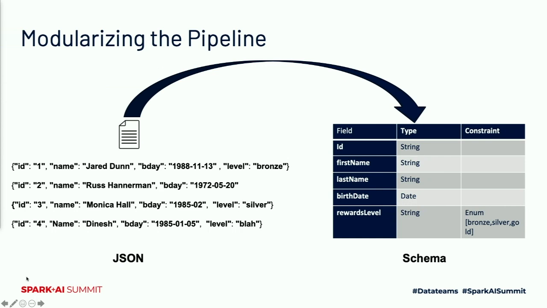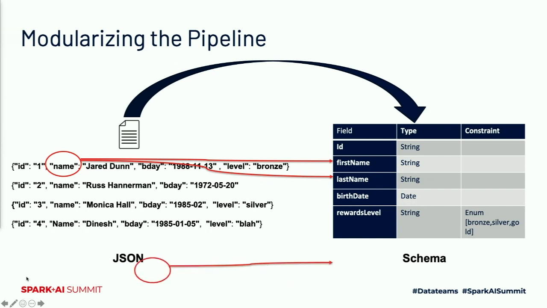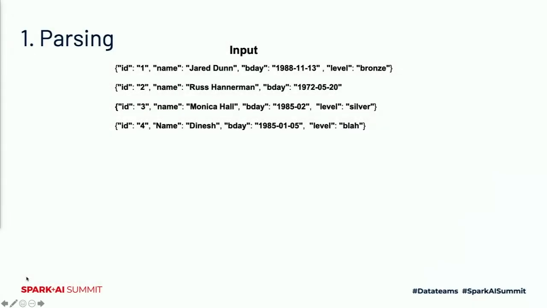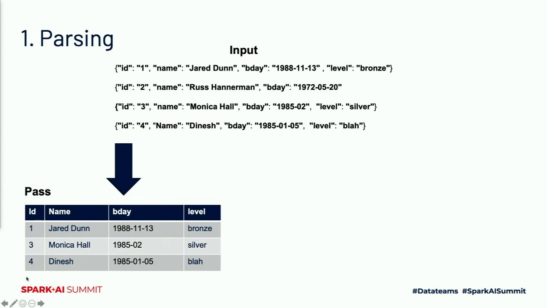What does make it over needs to go to the data lake, and what doesn't make it over needs to be quarantined. So we need to do things like map name over to first name, last name. We need to map the B-day over to the birth date of type date. And we need to map that level over to rewards level, which has an enum constraint defined on it. This is going to require multiple steps. But the first stage is parsing. We're going to take that raw data as input and translate it into a raw data frame.